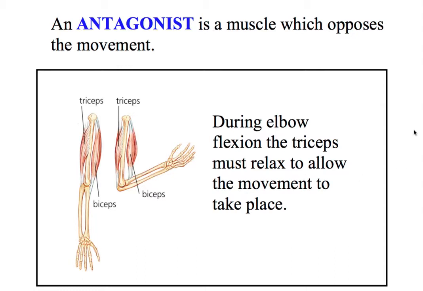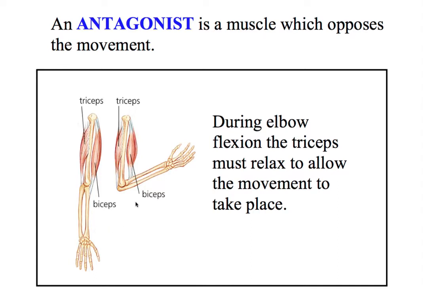Every action has an agonist or multiple agonist muscles, but just about every action also has antagonistic muscles. An antagonist is a muscle which opposes the movement. Looking at the simple action of elbow extension, the triceps is the prime mover, but there are muscles, primarily the biceps brachii, which oppose that action. When you have the action of extension, the triceps is concentrically contracting and the biceps is relaxing to allow the triceps to do its work.